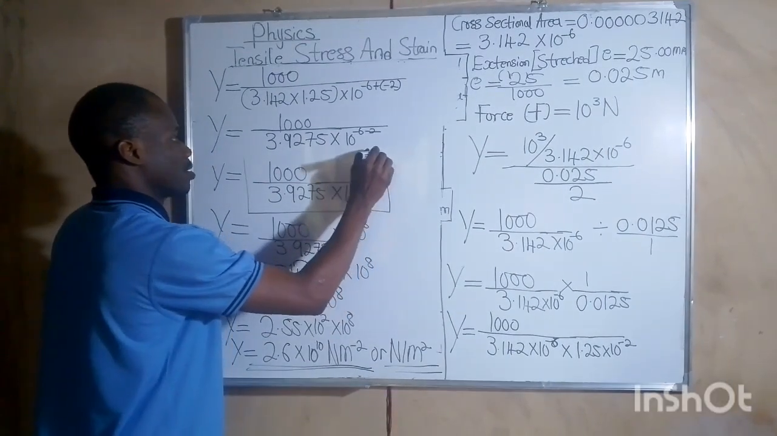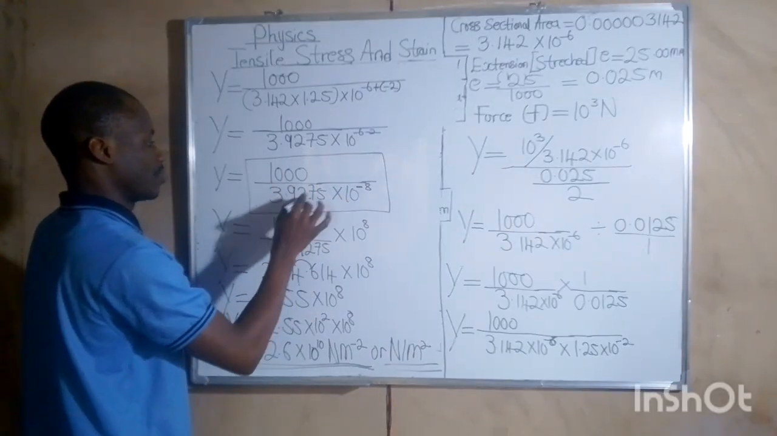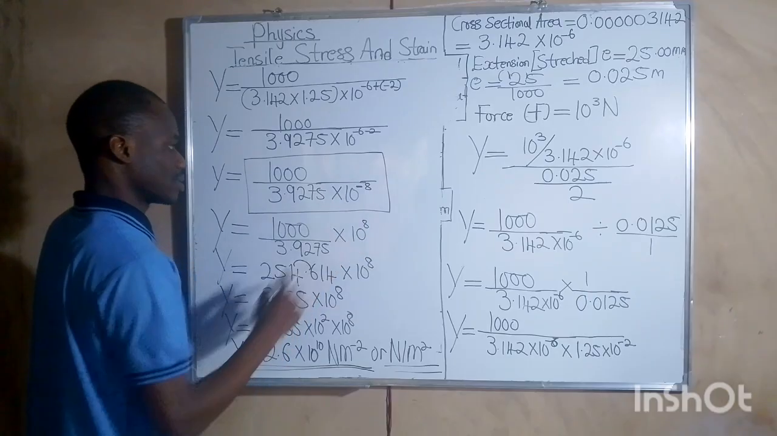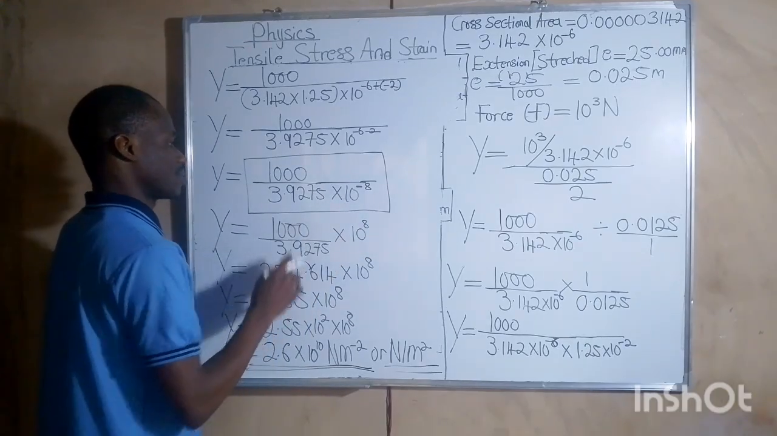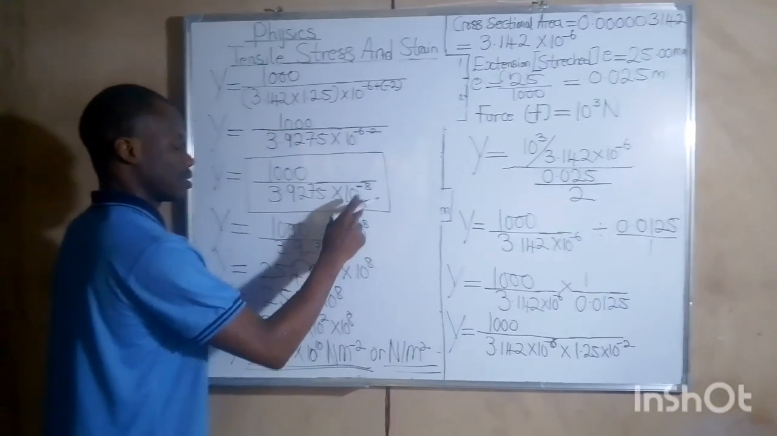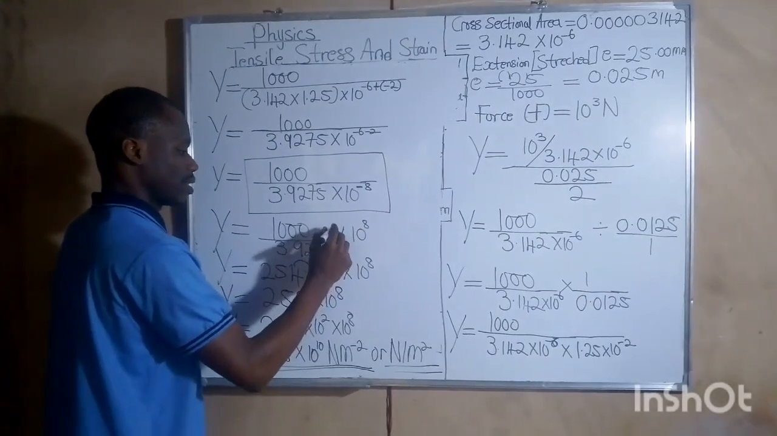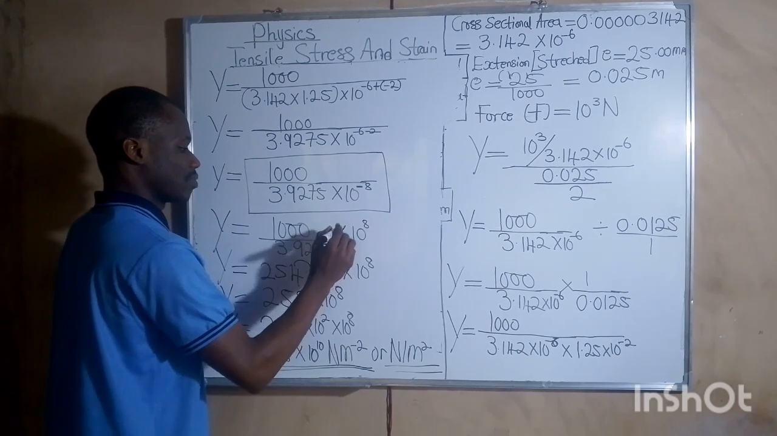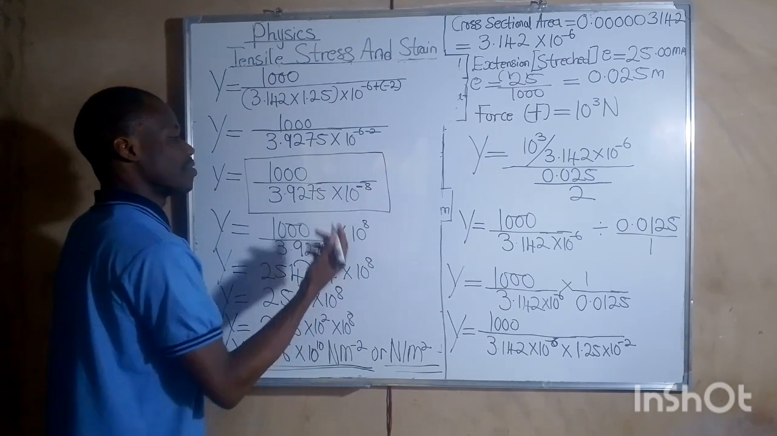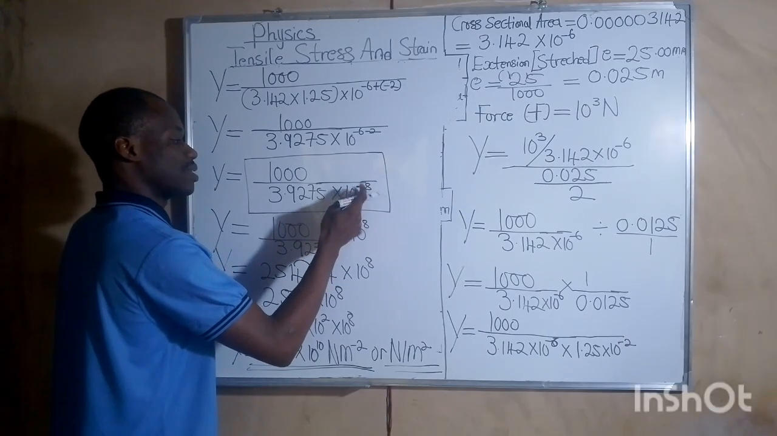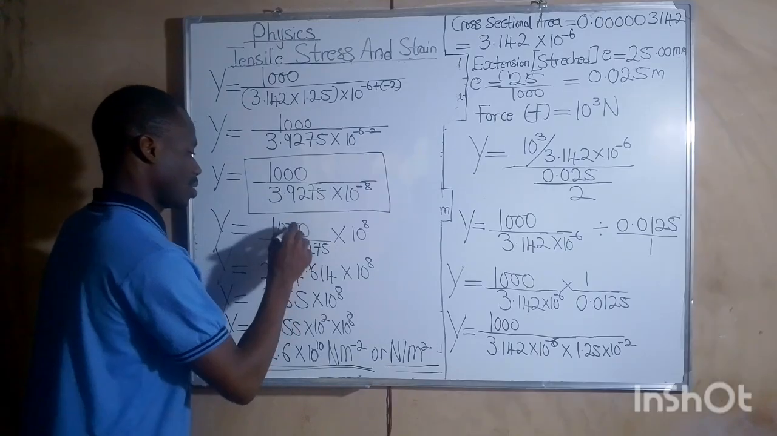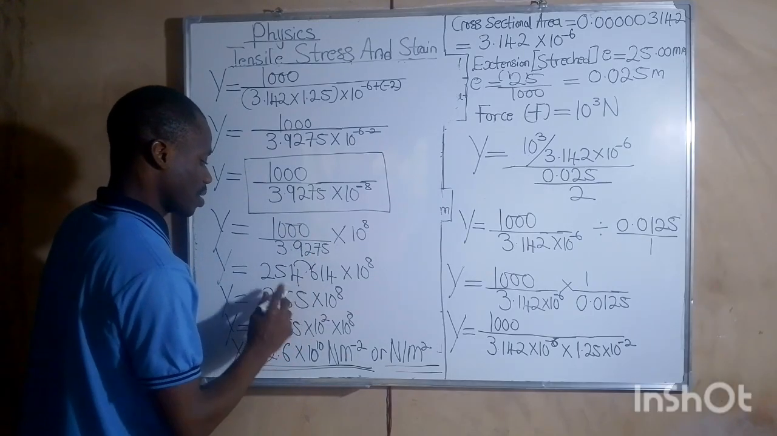So when you get to this part, 1000 over 3.9275 times 10 raised to power minus 8, do not take this up immediately. Take only the powers of 10 upwards. So when you take the powers of 10 upwards, what you get is 10 raised to power positive 8, and no longer minus 8. If it goes up, it will now be minus 8. Good.